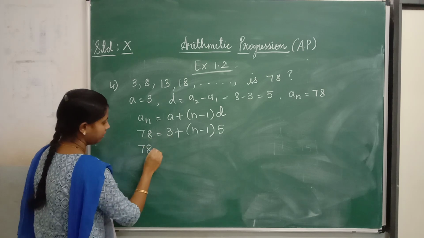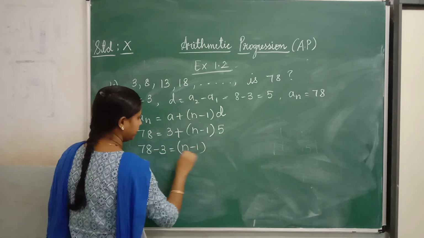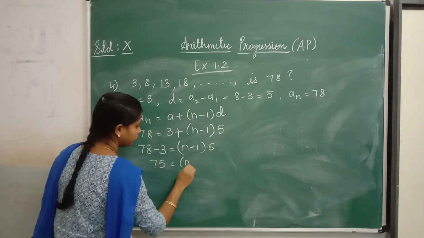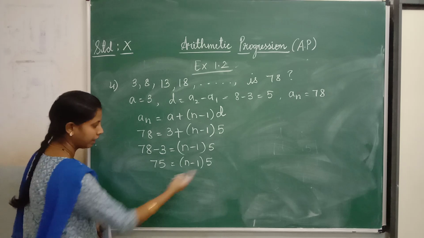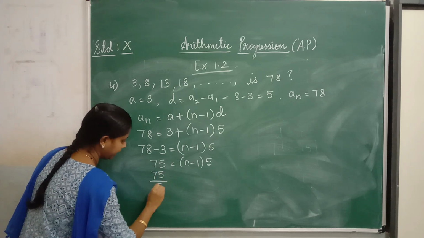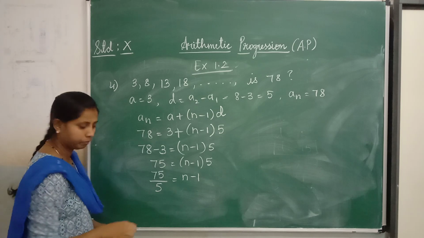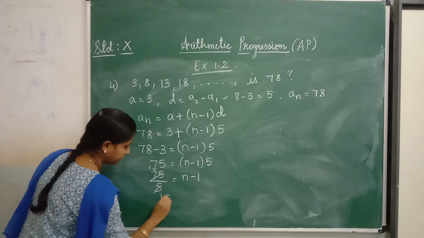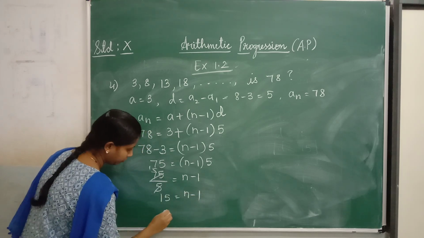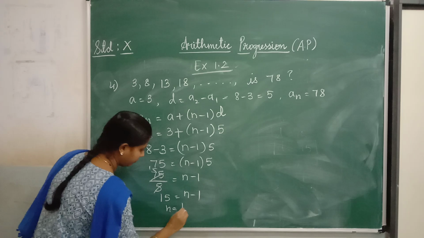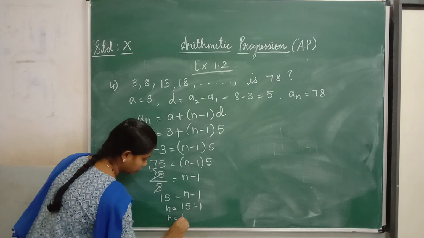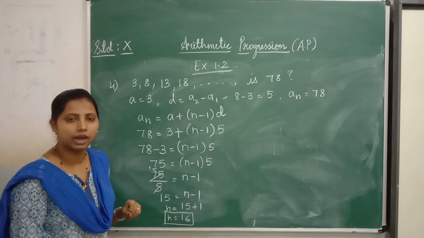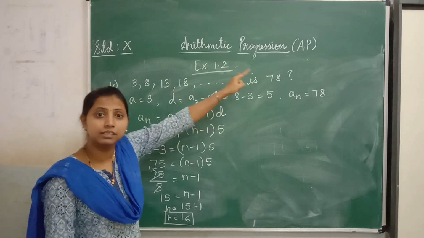So 78 minus 3 equals n minus 1 into 5. 78 minus 3 is 75 equals n minus 1 into 5. 5 take on the other side, it will become 75 divided by 5 equals n minus 1. 75 divided by 5, 5 fives are 25... so 15 equals n minus 1. So n equals 15 plus 1, n equals 16. Yes, we got n equals 16. So this means that the 16th term of this AP is 78.